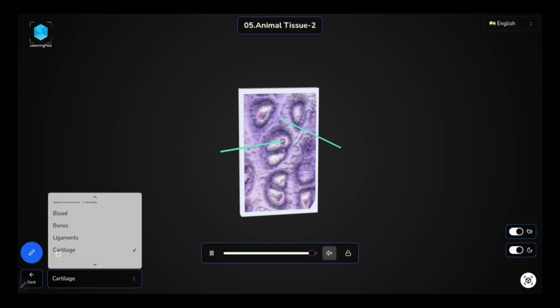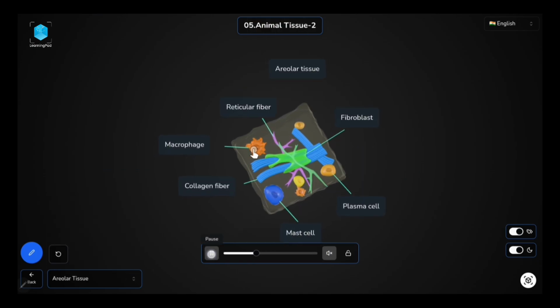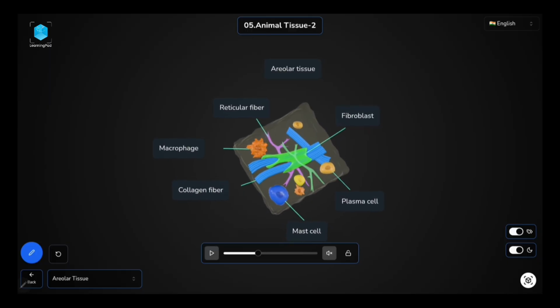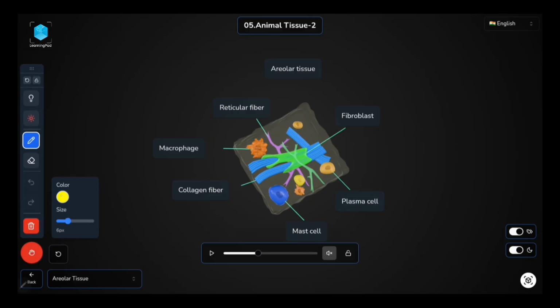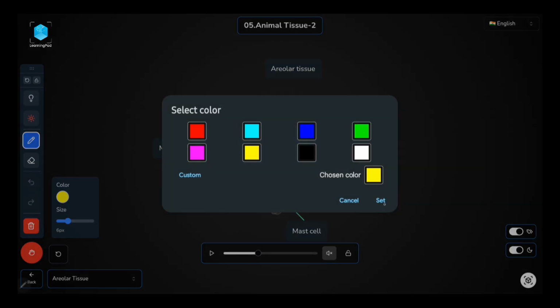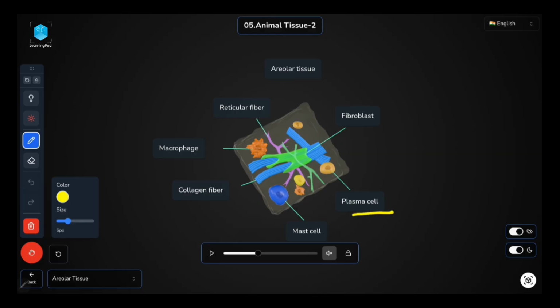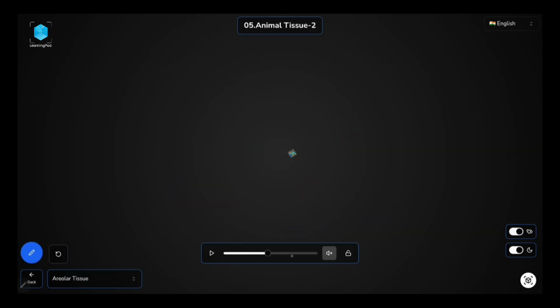Another type of tissue we see is areolar tissue. Areolar tissue has different types of fibers. First is the plasma cell. Let me show you, this is the plasma cell present in areolar tissue. This is the mast cell, then collagen fiber, macrophage, reticular fiber and fibroblast. So this is areolar tissue.